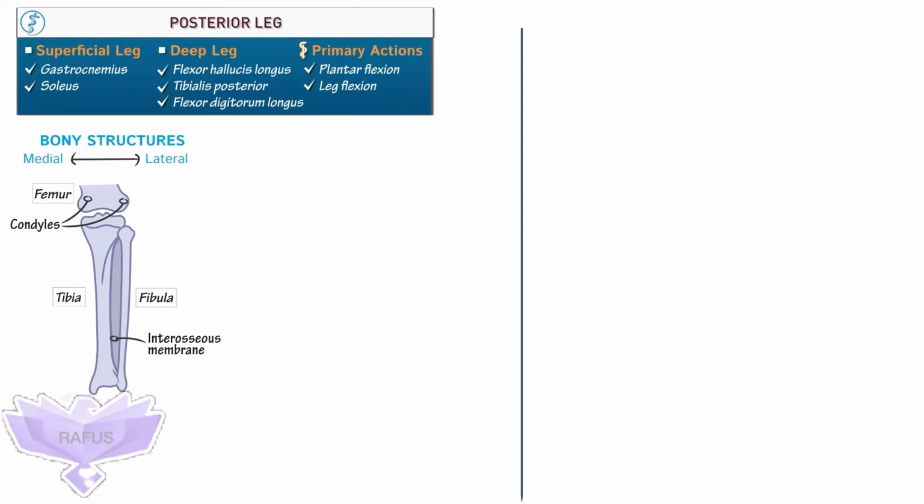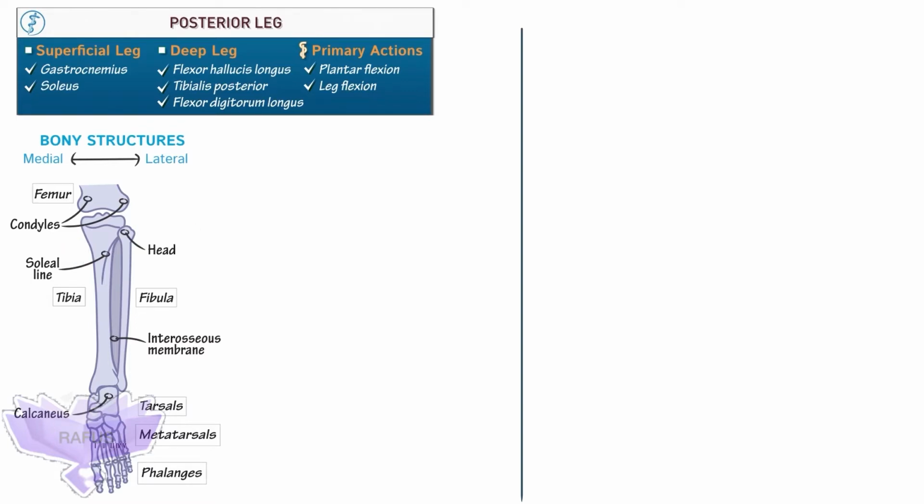Then draw the tarsals. Draw metatarsals 1 through 5. Draw the phalanges, 2 on digit 1 and 3 on digits 2 through 5. Now indicate where the calcaneus, your heel, lies within the posterior tarsals. Then the soleal line. Lastly, label the fibular head.